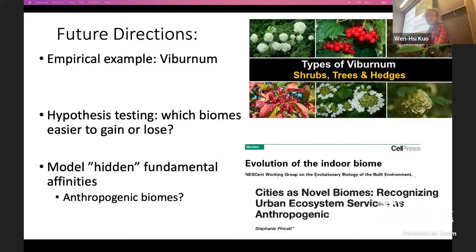And then additionally, I'd be really interested in modeling hidden fundamental affinities. If we consider, say, different urban environments, like urban biomes or even an indoor biome, I've seen some literature on that as well. It'd be pretty interesting to predict which species, given the ones that already occupy urban biomes, using phylogeny, which other ones could have that fundamental affinity and be prime candidates for dispersing to these new biomes, to these anthropogenic biomes. All questions we're very excited about, and happy to take questions on this as well.